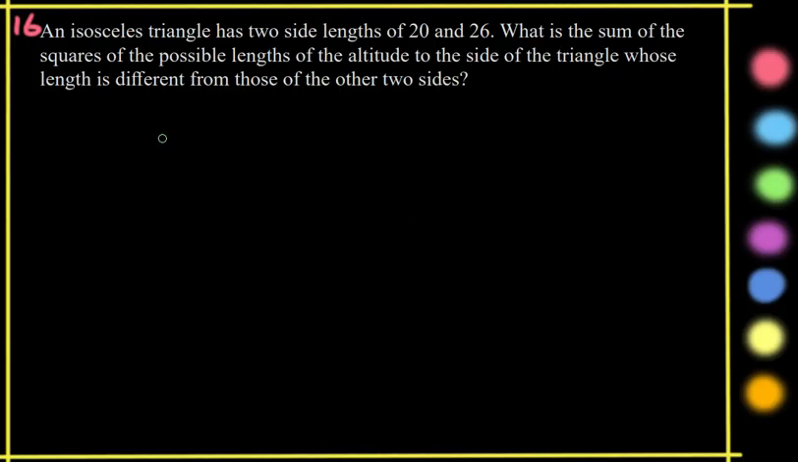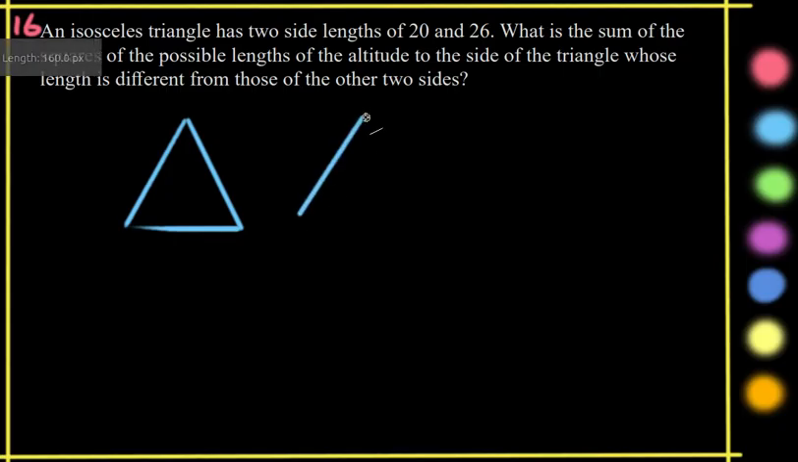Okay, this one says we've got an isosceles triangle which has two side lengths of 20 and 26. What is the sum of the squares of the possible lengths of the altitude to the side of the triangle whose length is different from those of the other two sides? So we know it's an isosceles triangle, which means two of the side lengths are the same, but we don't know if there are two 20s or if there are two 26s. So we have to account for both of these cases.